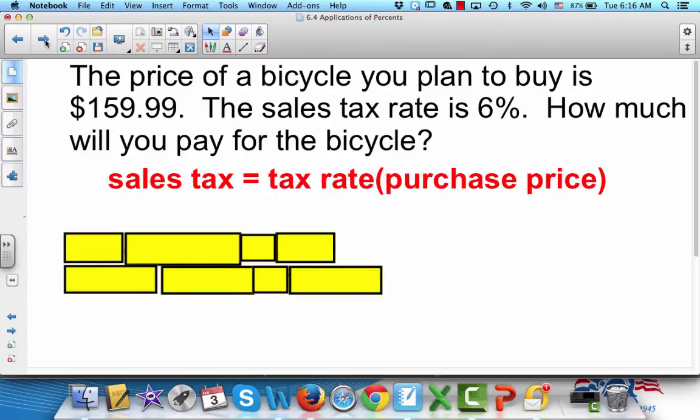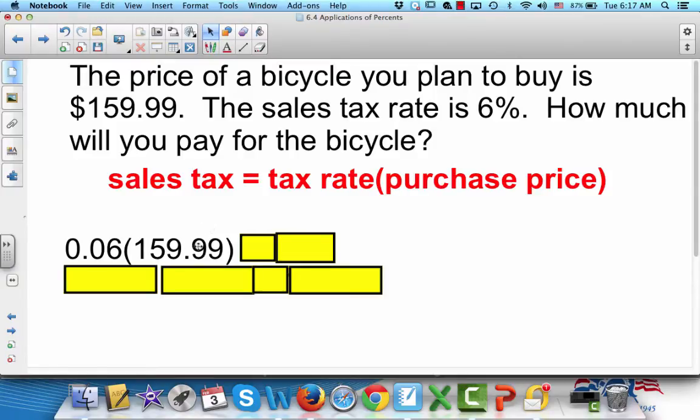So, for an example, the price of a bicycle you plan to buy is $159.99. Sales tax rate is 6%. How much will you pay for the bicycle? Remember, the formula is sales tax is equal to the tax rate times the purchase price. So 0.06 is the tax rate. Okay, tax rate is right here, 6%. We change it to a decimal to be able to multiply.